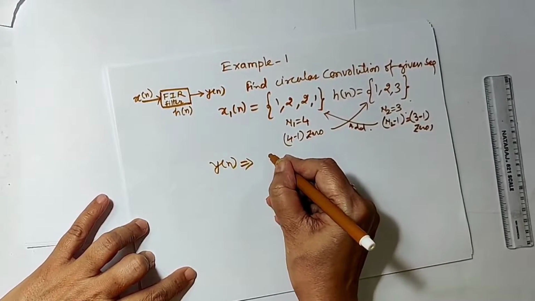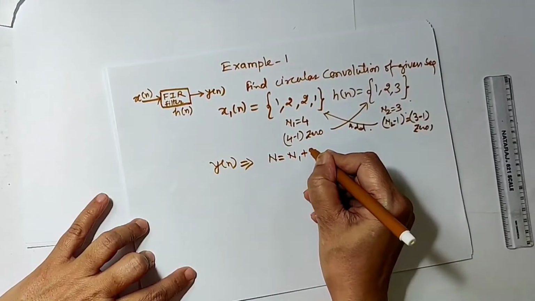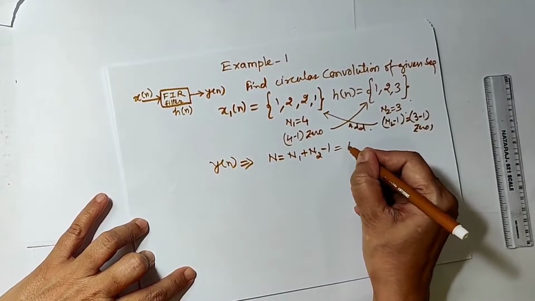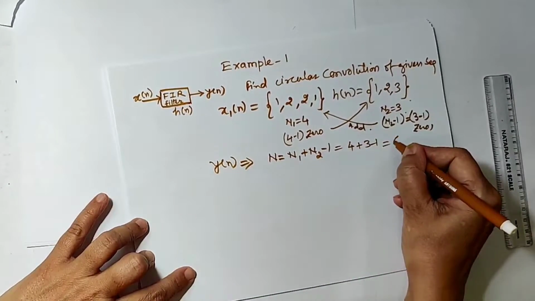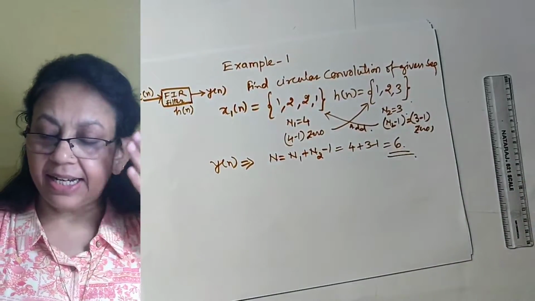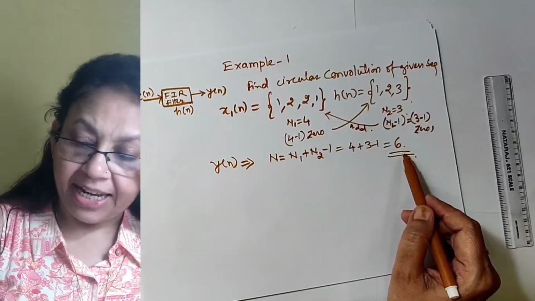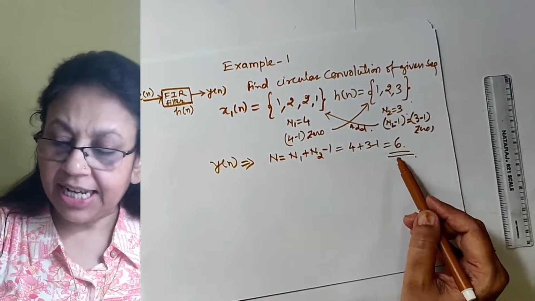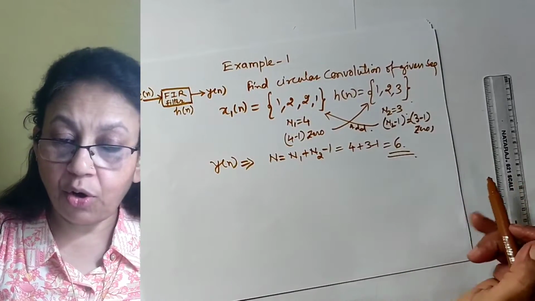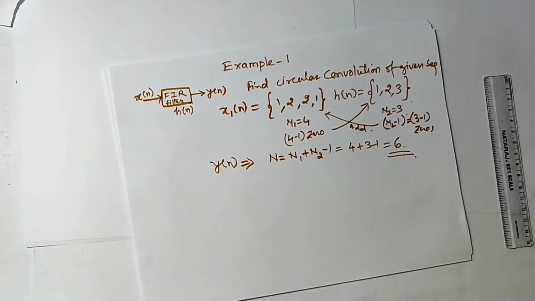And 4 minus 1 zeros are added to this. So what would be the yn? yn should be of length n1 plus n2 minus 1. That would be 4 plus 3 minus 1, which means 6. This is our target. Make yn a 6-point sequence. Then we'll see that there will be no overlapping and we can manage it to avoid the aliasing problems.